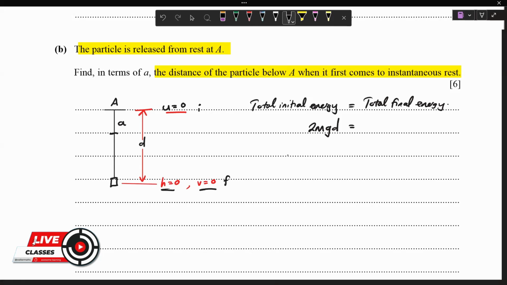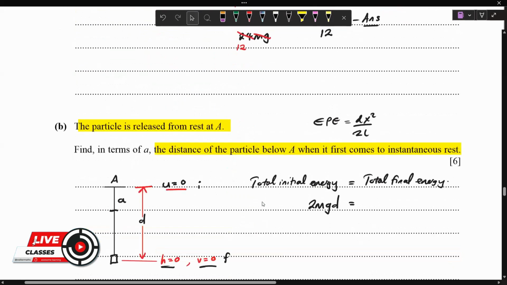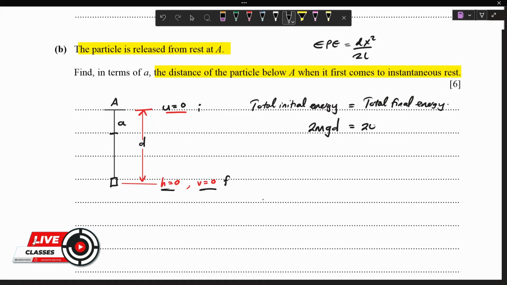Then the final elastic potential energy is going to be, remember, elastic potential energy is calculated as lambda x squared over 2L, right? So basically that's going to be lambda, which we had gotten to be 24 mg, so we have 24 mg times the extension squared. The extension in this case will be this. That's the extension, which is d minus a, so squared. And that's divided by 2 times the natural length, so that's 2a. All right. So that's what we have.